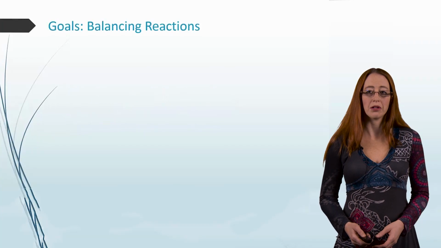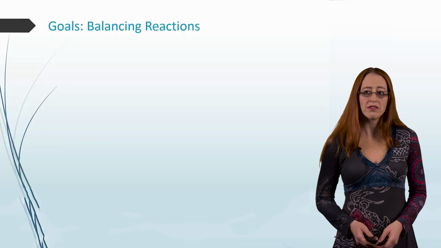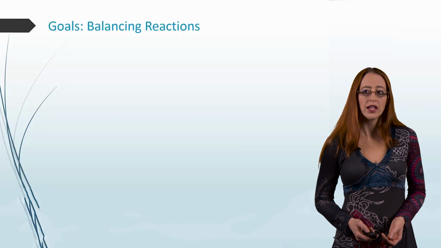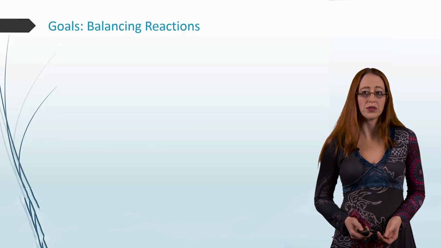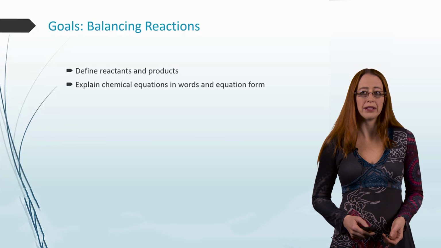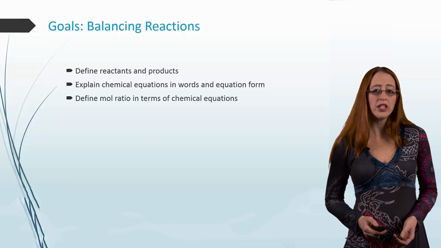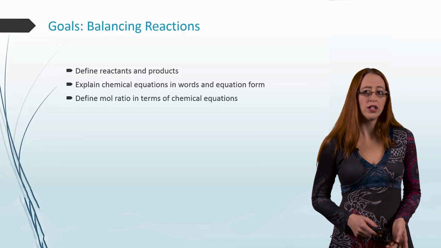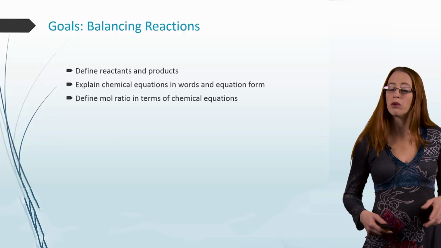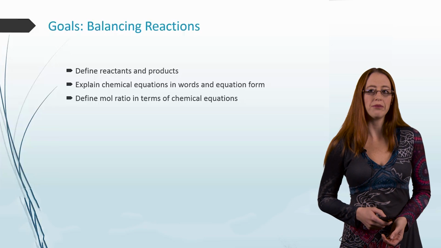Writing and balancing chemical equations. In this video, we're going to define reactant and product, and then we're going to use these to discuss reactions, both in terms of their equations and just in words describing what's happening. We'll then use this to define mole ratio in terms of the chemical equation. We won't be doing any calculations with it in this particular lecture. We're going to save those for next time.